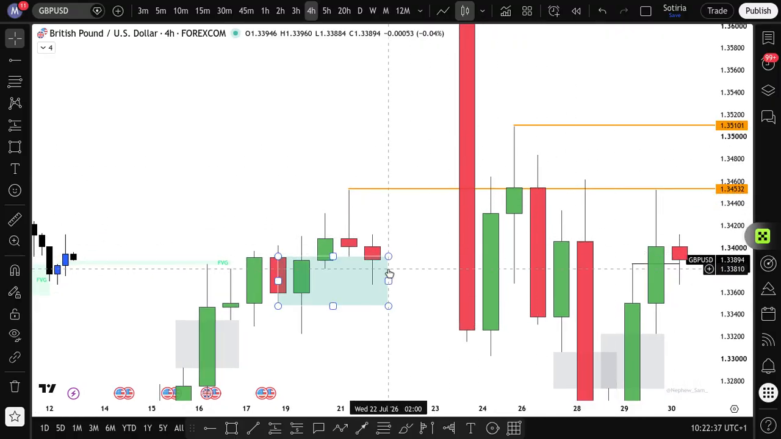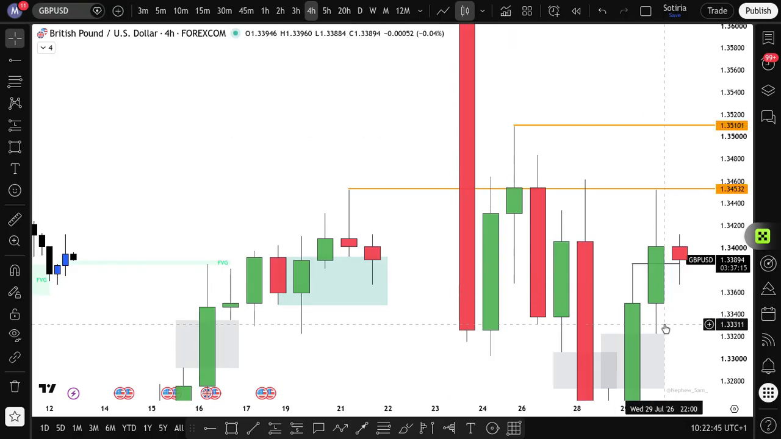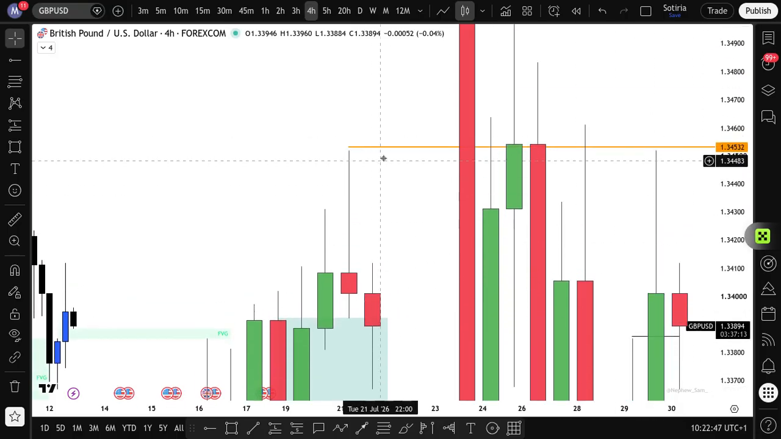I can decide to buy from here. I did this previously. I can decide to buy from here to the top and hold it. It works, but sometimes it can be very crazy. Price can just get here and reverse.